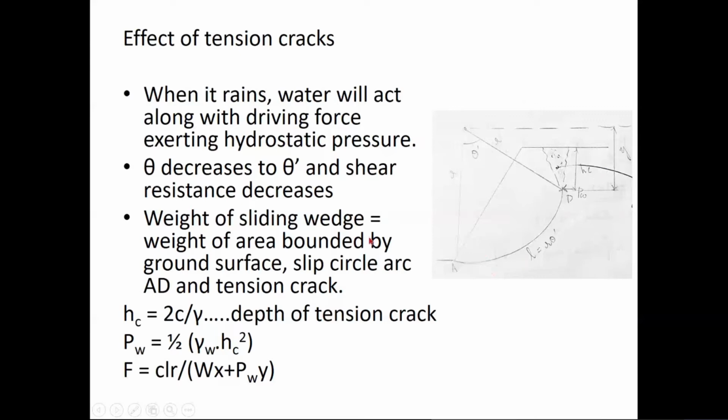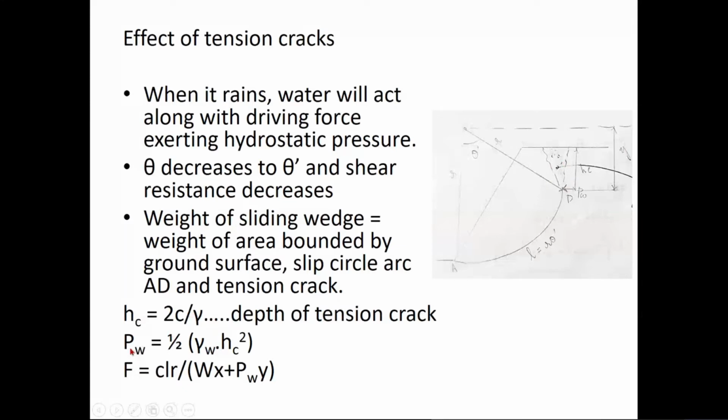So now weight of the sliding wedge, it has actually decreased here, as you can see here, right? So weight of the sliding wedge is equal to weight of area bounded by the ground surface, slip circle arc, and the tension crack. The whole thing, weight is the whole thing, but along with that, the hydrostatic pressure due to the water inside this tension crack is also considered now, right? So depth of this tension crack Hc, this depth is 2c by gamma. We will derive that later. All right. So depth of this tension crack Hc is equal to 2c by gamma.